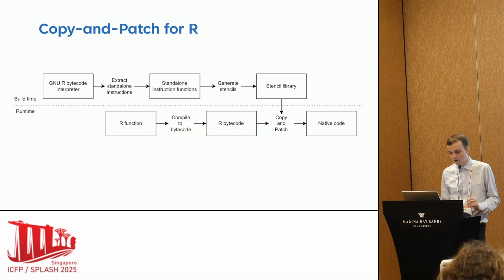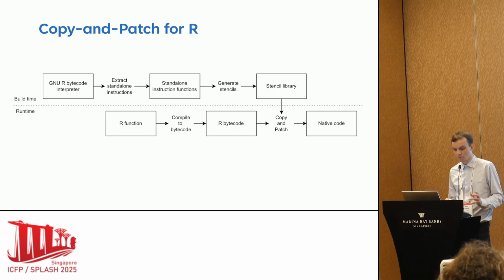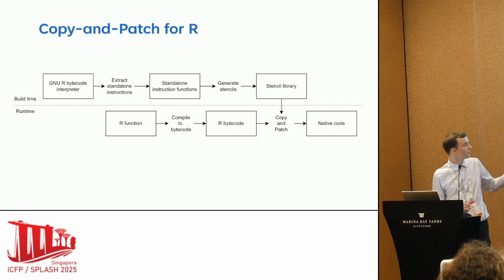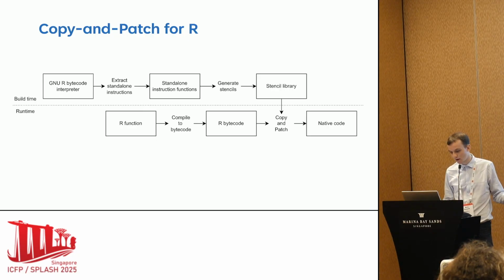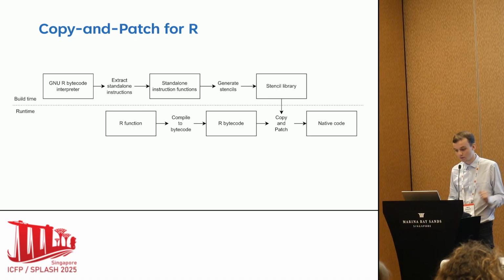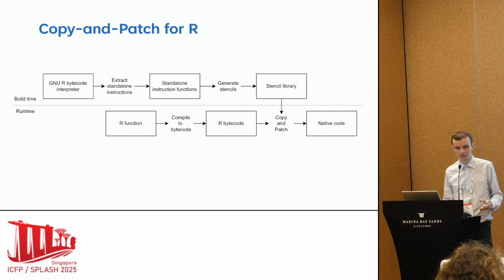Here you can see our pipeline. At build time, we extract the standalone instructions, and at build time, we generate the stencils from them, similar to what you've seen on the toy language. We are left with the stencil library, and now to jump to runtime. When we want to compile our function, first it's compiled to bytecode using GNU R. And then using the bytecode and the stencil library, we use the copy and patch, as we've seen, to emit native code.